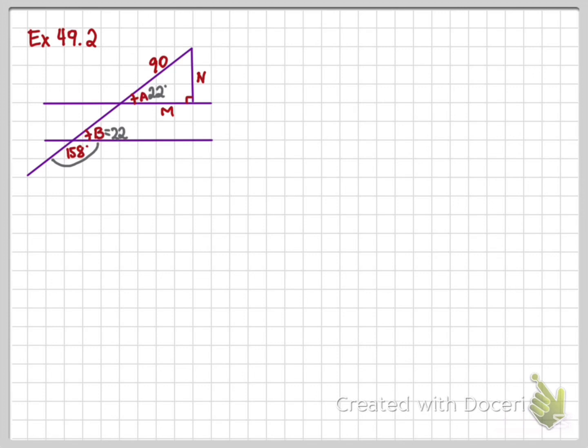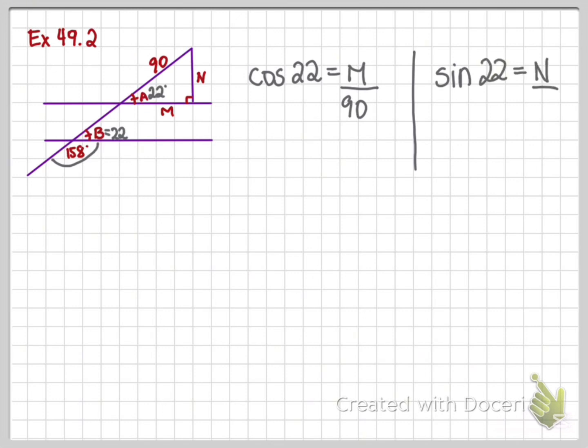And to find M and N, we're going to do exactly the same thing. So we're going to use cos 22 is M, which is the adjacent over 90. So we're going to do the same for N. Sine of 22 equals N over 90. So this is the same every time. So to find M, we have to pass the 90 to multiply and put that in the calculator. And if we do so, we get that M equals 83.4.